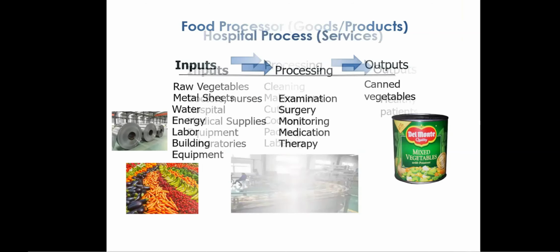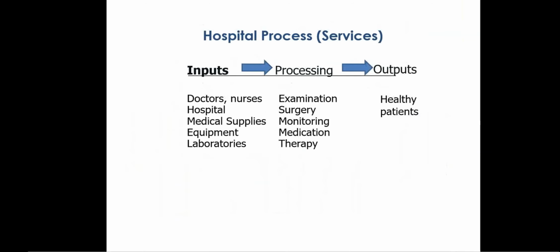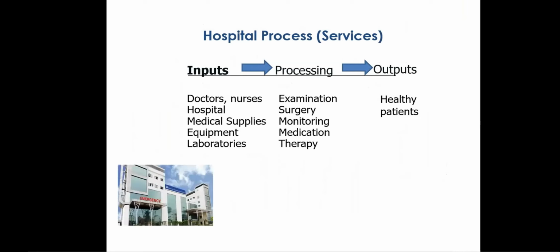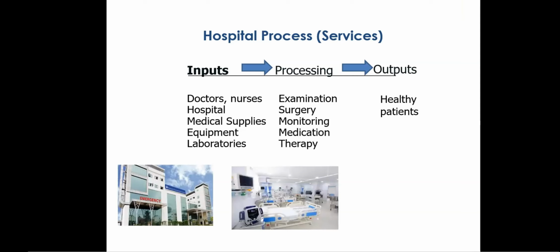Okay, let's look into the services. We take a look at a hospital. Hospital also has input, processing, and output. So the input for the hospital includes the hospital itself, the building, the medical supply, the doctors, the nurses. And what is the processing involved? We go into the ward or we need to see the doctor. We have examination, and sometimes if we need surgery, monitoring, medication, and therapy.